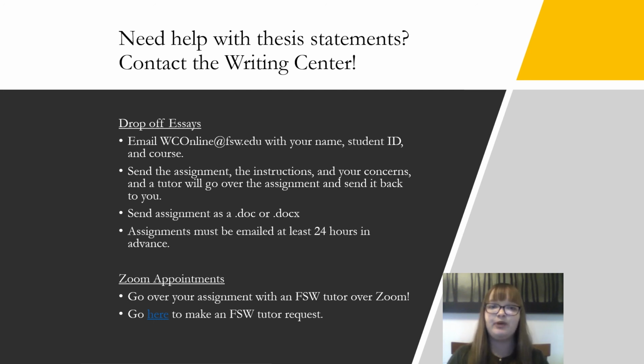We also have Zoom appointments if you want to go over an assignment with the tutor live. So you can click on that blue link here to make an FSW tutor request.